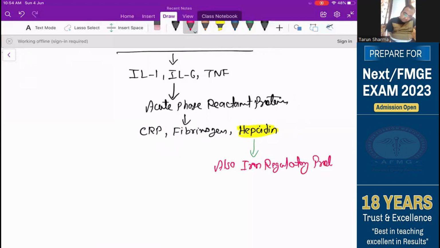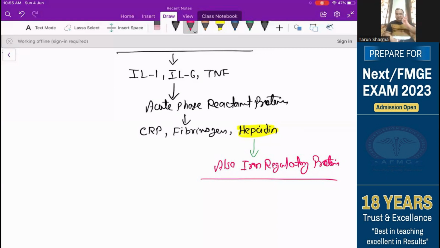Means in our body, whether iron absorption is increased or reduced depends on the hepcidin levels. If hepcidin levels are high in our blood, we are going to have less absorption of iron from the GIT. And if we have less iron in our blood, then iron absorption will be increased because hepcidin levels will be low. So that's how hepcidin regulates iron absorption.